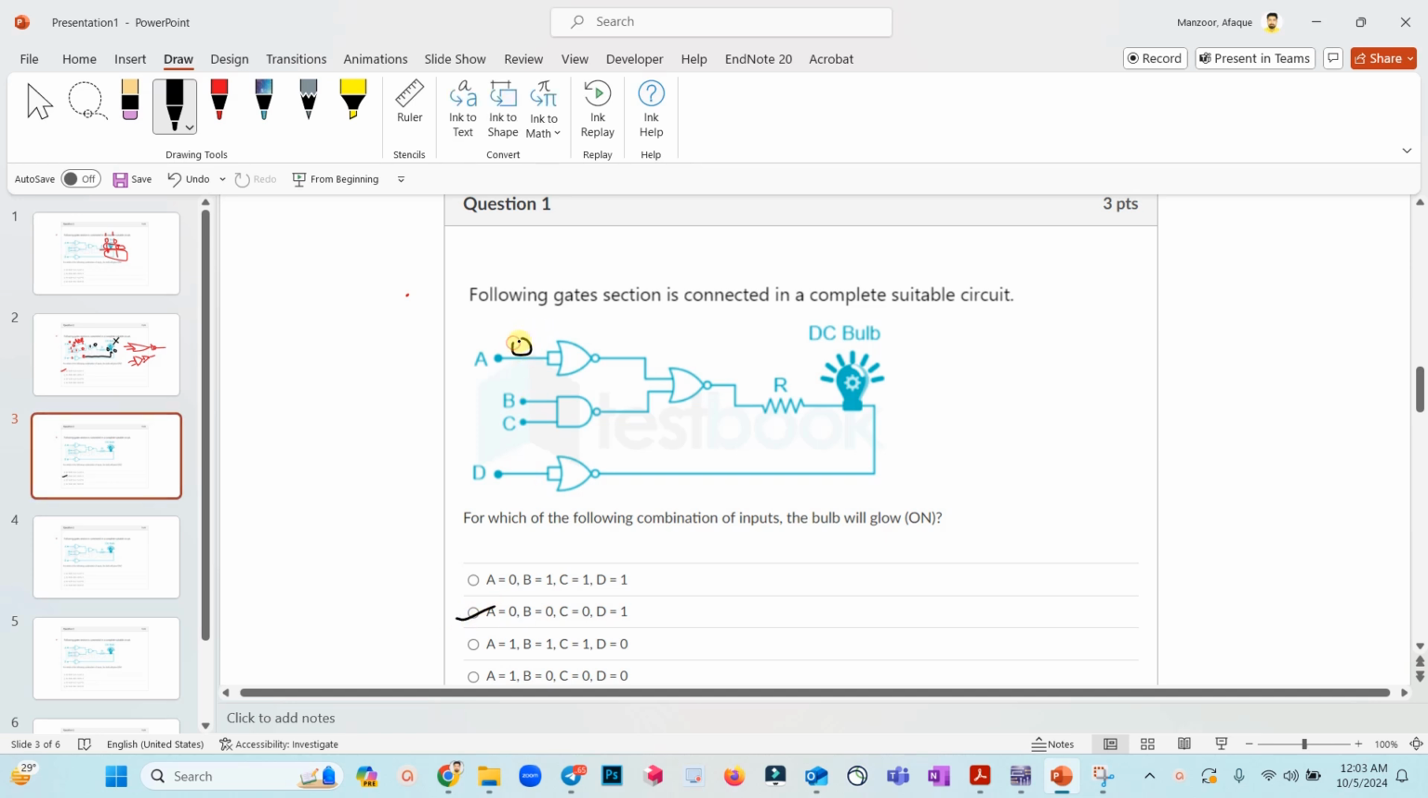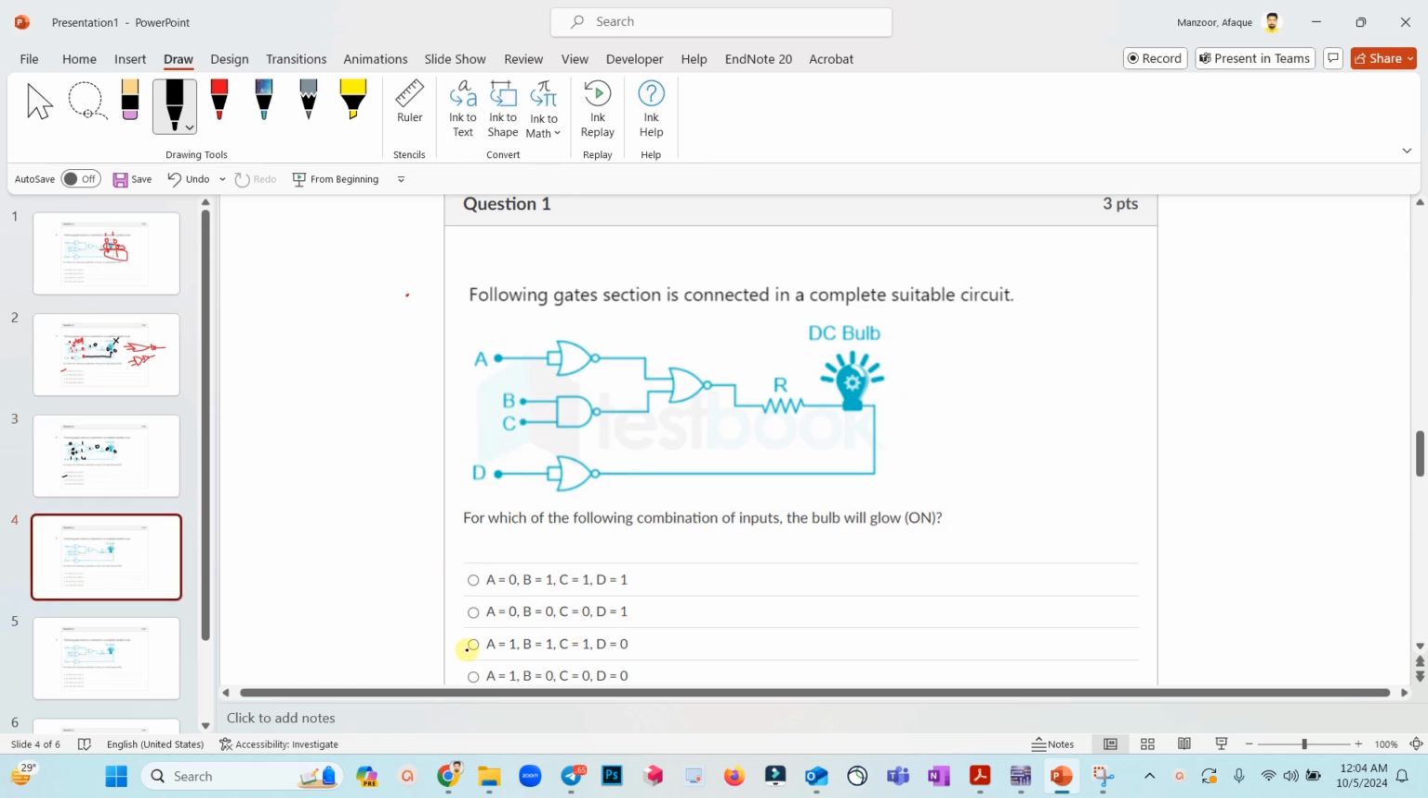A is 0, B is 0, C is 0, and D is 1, okay. So A is 0, that means you will get 1 here. 0 multiplied by 0 would be 0, but this is inverting, that means you will get 1 here. So 1 plus 1 would be again 1, but this is inverting, you will get 0. So this terminal got 0. That means this terminal should be 1, right? So 1 plus 1 would be 1, but that is inverting because this is a NOR gate, you will get 0, right? So even this option will not work, okay?